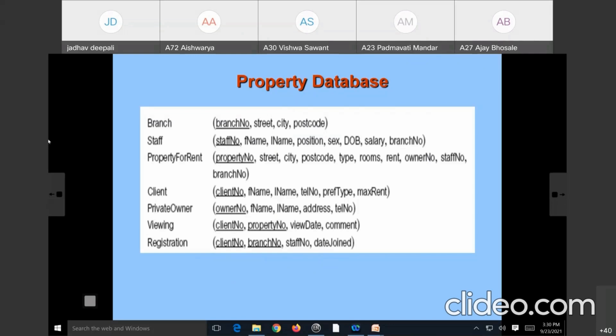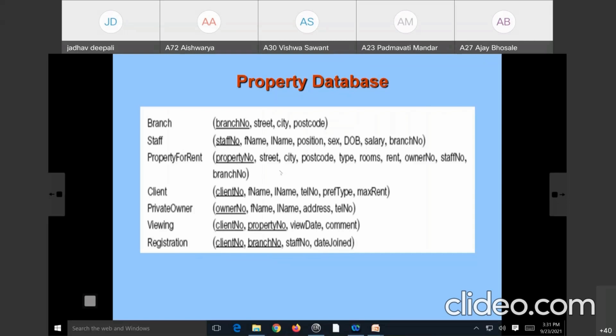So that company has some branches with branch number, street, city and postal code where these are located. Then these branches have some staff associated with them: staff number, first name, last name, position, sex, date of birth, salary and the branch number to which that staff is allocated. Then property for rent, which the person wants to give on rent. What are the specifications or characteristics of that property that are required here?